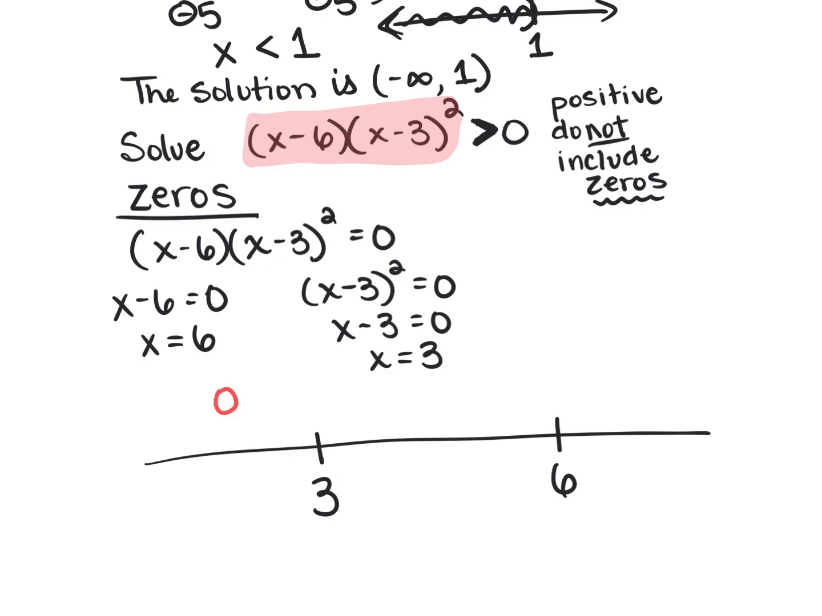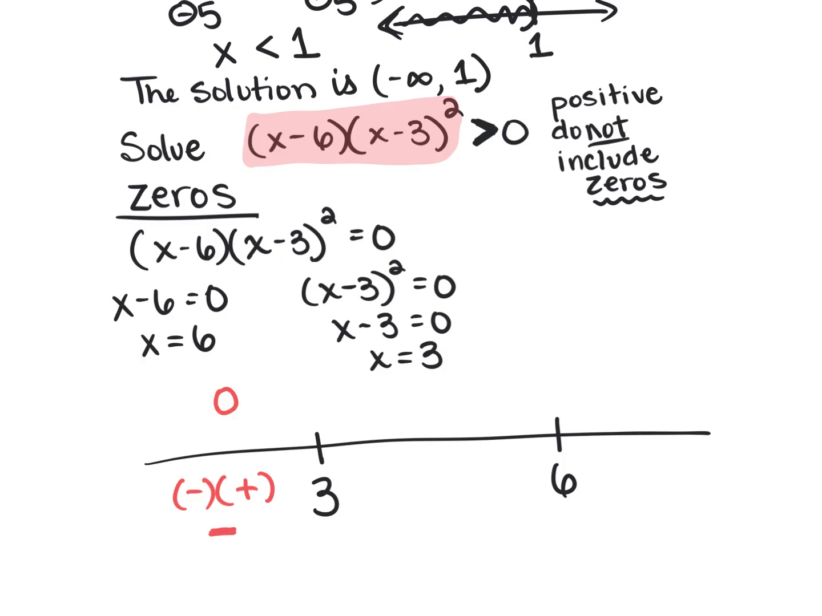So if I plug this 0 that I have down here in red, and I plug it in right there, then that's 0 minus 6. Well, 0 minus 6 is a negative number. And then if I plug it in here, I have 0 minus 3, which is negative 3, but when I square that, I end up with a positive. So the first one will make a negative and the second one will make a positive. So every single y value in that section is going to be negative.